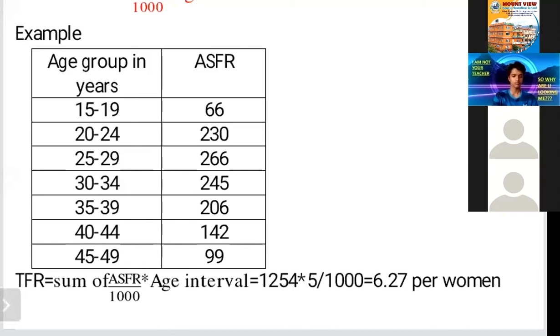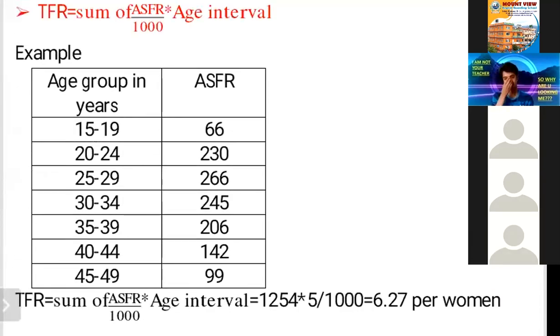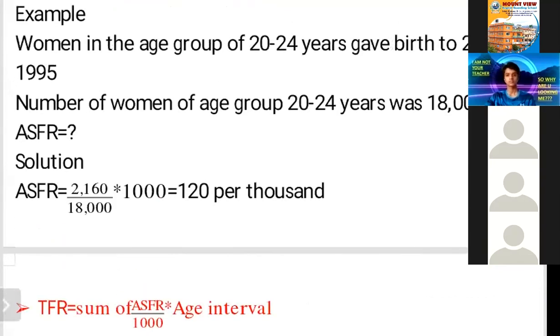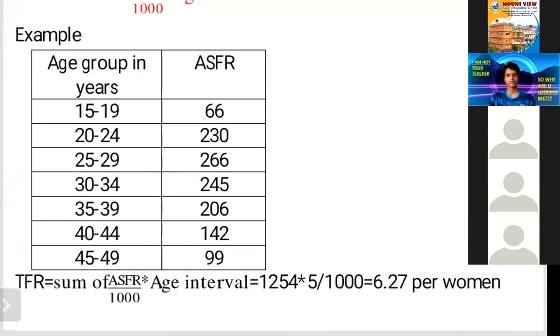And to calculate the TFR, same as before, we have to add the ASFR. The age interval is the same, so we multiply by 5 divided by 1000 to calculate the TFR, the total fertility rate. All right. So there are altogether four measurements of the fertility rate.